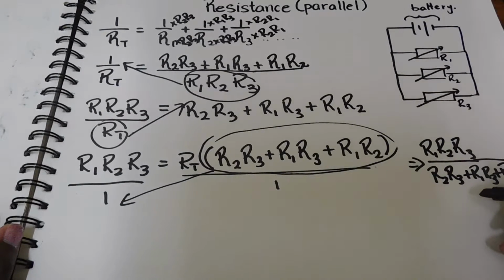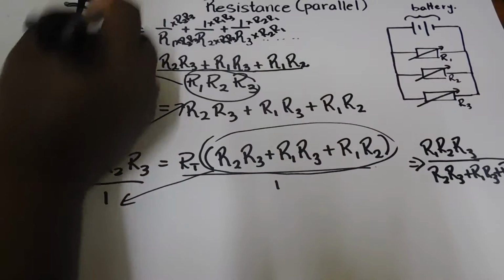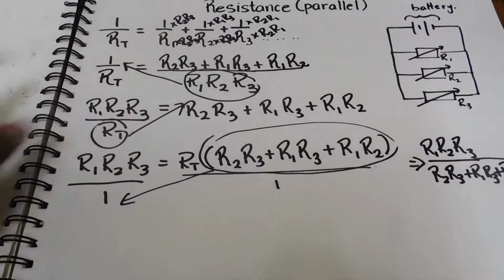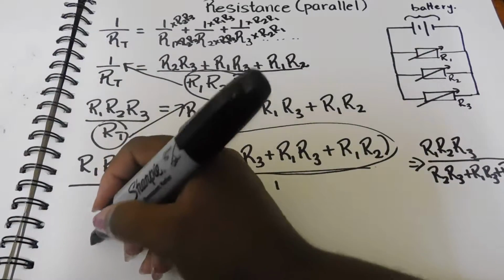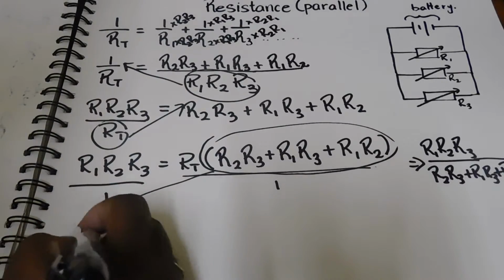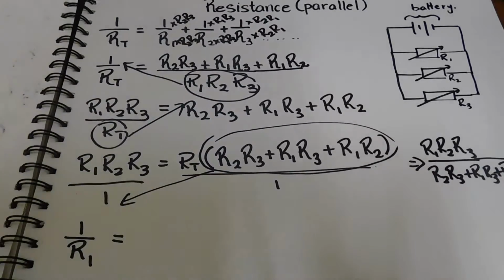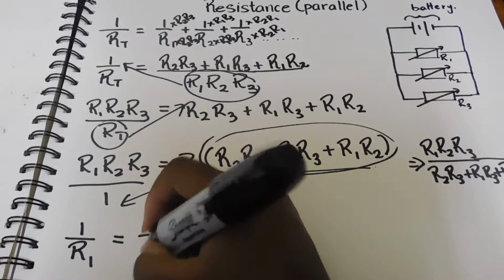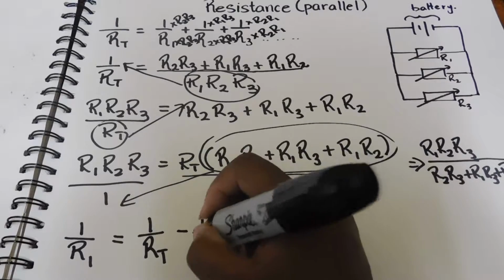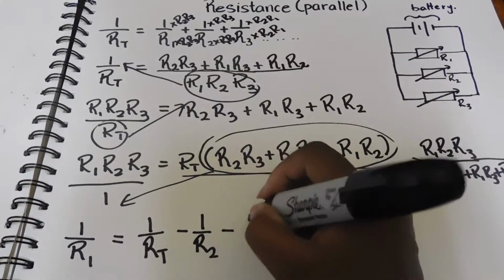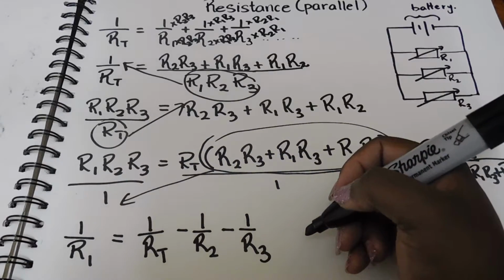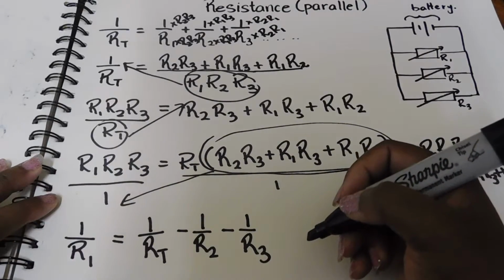But what would you do first? Since you have 1 over RT, you have to move this over here and this over there. So you would say 1 over R1 is equal to 1 over RT minus 1 over R2 minus 1 over R3. Cool? And so you would do the same thing.